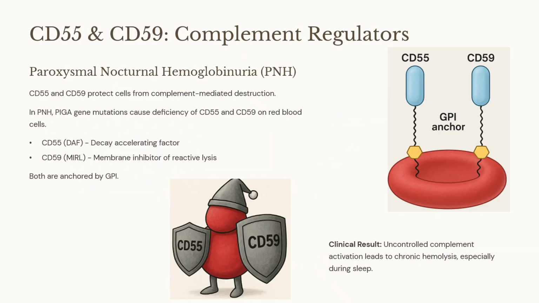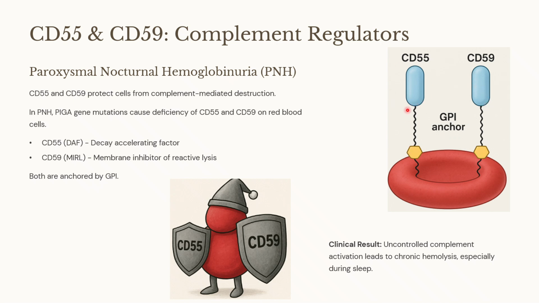Paroxysmal nocturnal hemoglobinuria. Here, the RBCs are vulnerable to attack by the complement. Normally, the RBCs are protected by CD55, which is a decay accelerating factor, and CD59. CD59 is a membrane inhibitor of reactive lysis. These proteins are anchored to the RBC membrane by GPI anchors. Mutations in the PIGA gene will result in a defective GPI anchor, and therefore CD55 and CD59 cannot attach.